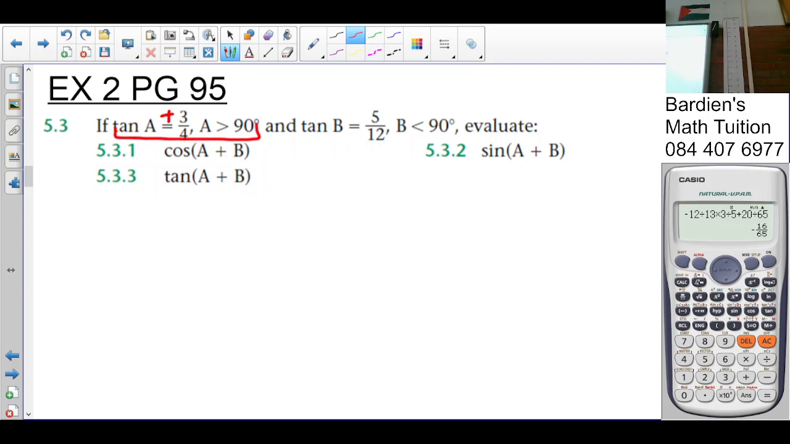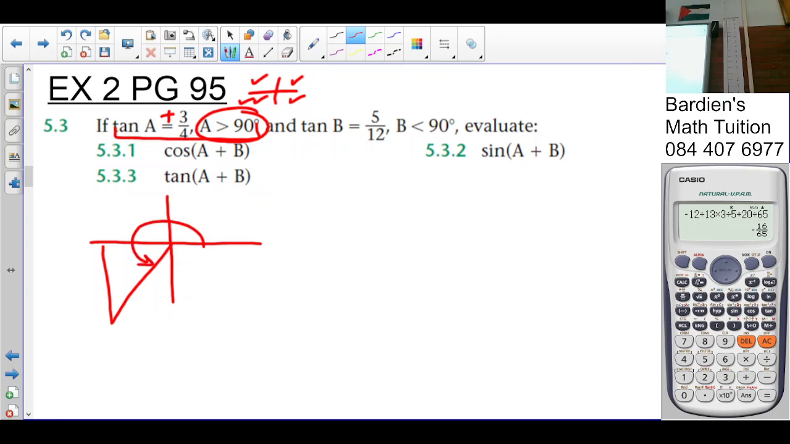People, tan of A. Which quadrant is tan positive? Quadrant 1 and 3. But what does this tell us? A has to be greater than 90. So it's quadrant 2, 3 and 4. So which quadrant are we going to draw that in? Quadrant 3. So there's my angle. Tan is opposite over adjacent, no? So that's going to be negative 3, negative 4. That's going to work out to be 5 according to Pythagoras.